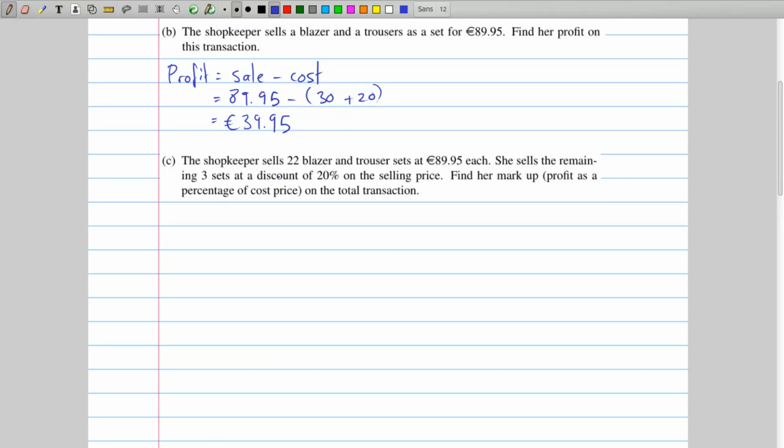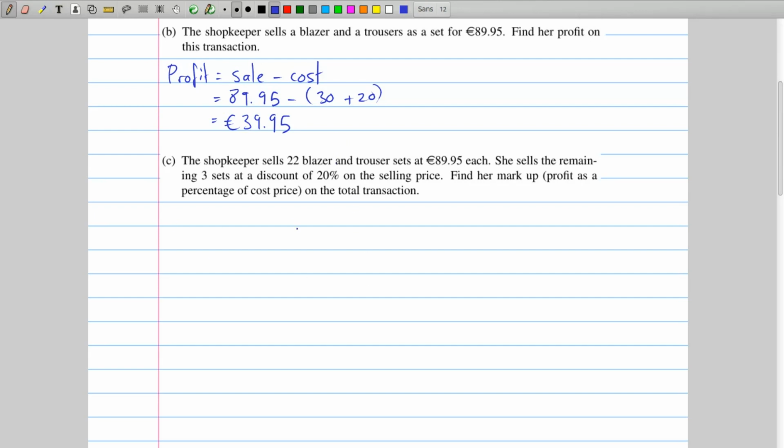The very last part says that the shopkeeper sells 22 of these sets for the price we're told before, $89.95. And the remaining 3 sets are sold at a discount of 20% on the selling price. And we find our markup, that is profit as a percentage of cost price on the total transaction. So we already know what the profit is for one of those sets. And so the profit for 22 is just 22 times our answer from part B, $39.95.